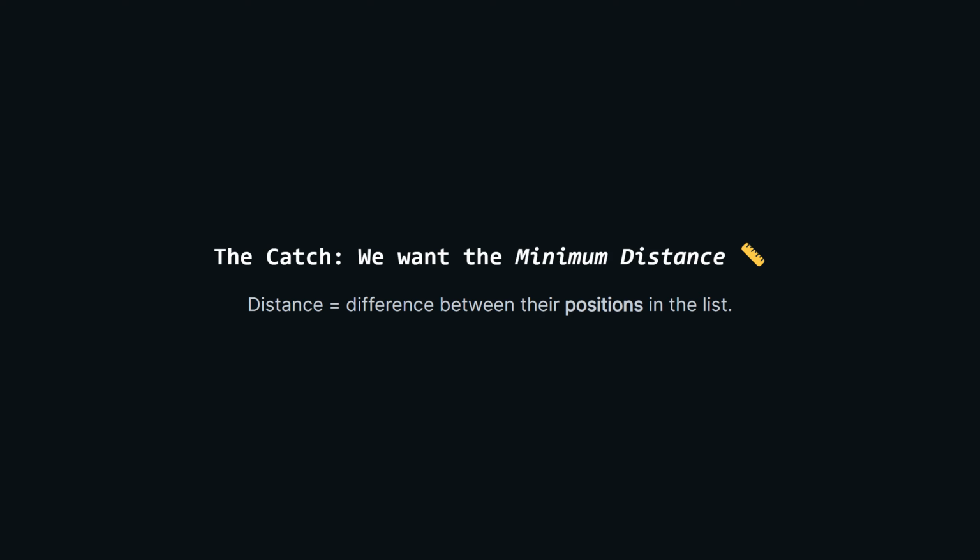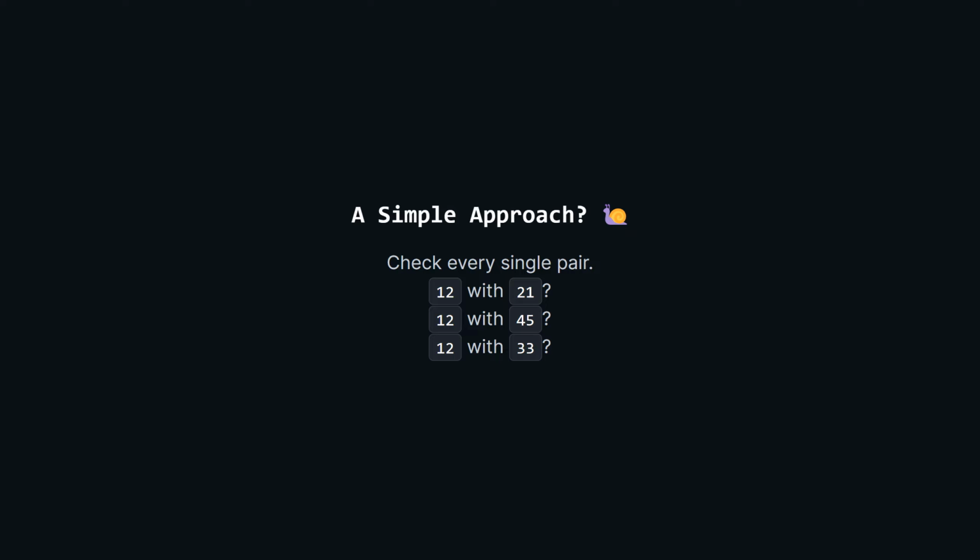But finding just any pair isn't enough. We need to find the pair that are closest to each other in the list, meaning the distance between their positions is the smallest possible. You might think, well, why don't we just compare every single number with every other number in the list to check for pairs? That would work, but checking every single pair is extremely slow, especially if our list has thousands of numbers. We need a smarter way.